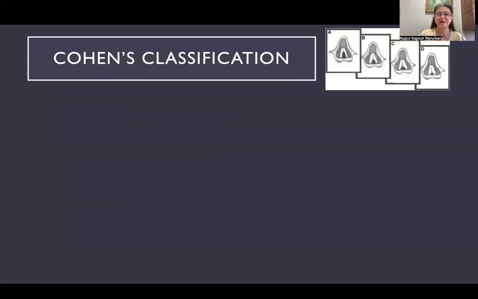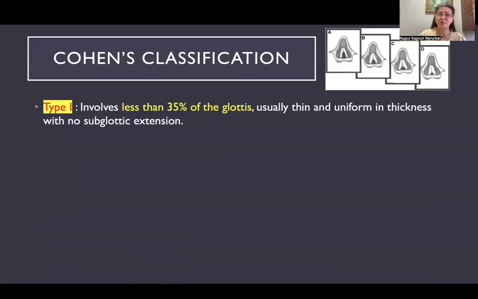The Cohen's classification, which is a very elegant classification, is basically the type 1, which involves less than 35% of the glottis. Usually, this is a thin, uniform in thickness web with no subglottic extension, and this usually does not warrant any kind of a surgical intervention. In fact, doing that may make the situation worse.